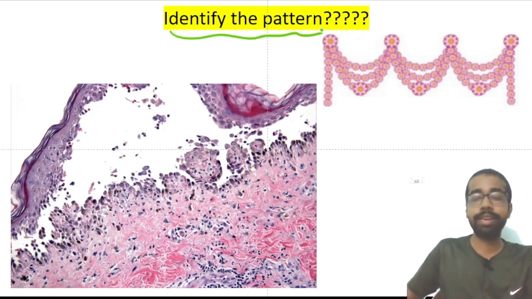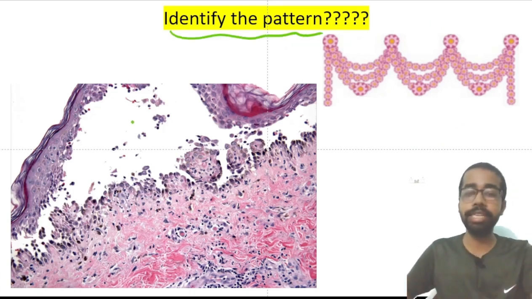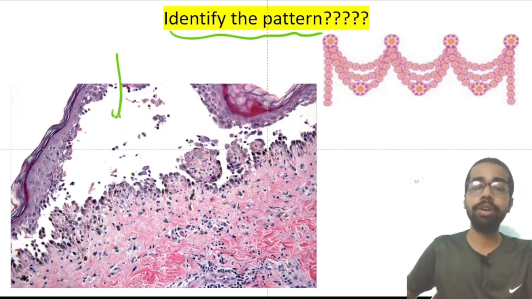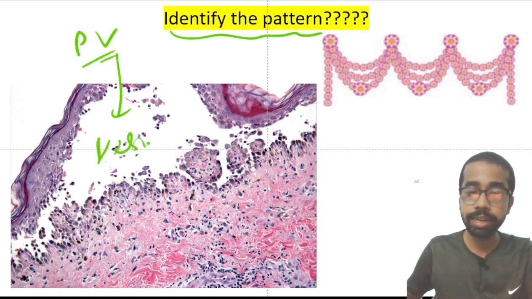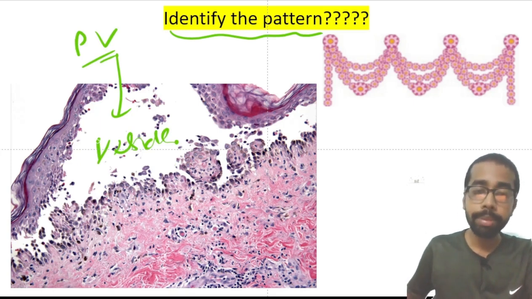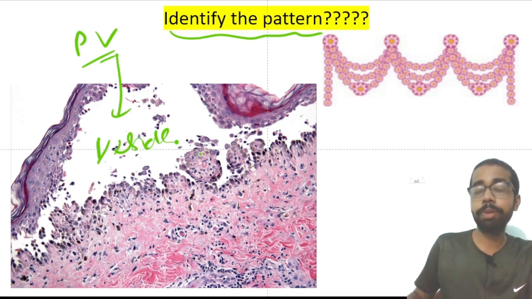Yes. What about this pattern? Another pattern. I've shown you the lesion. It's not a tumor. If you have had a good dermatopathology posting, you can identify this. Yes, what is this? Nothing but pemphigus vulgaris. It's the vesicle, and here you have what we call the row of tombstones, isn't it? Row of tombstone appearance. That's the pemphigus vulgaris pattern.